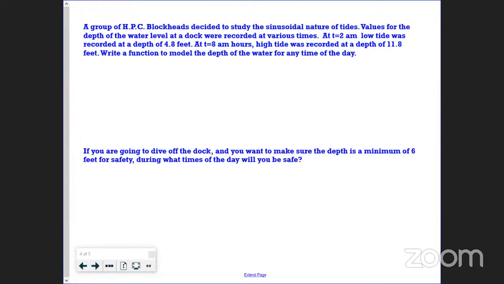What time of the day? So it's saying what times of the day. So you just do minus... y, I gotta do y equals the 5.6. So any time above that. Because it says during what time?